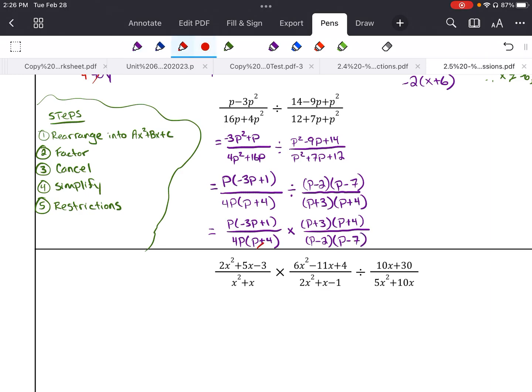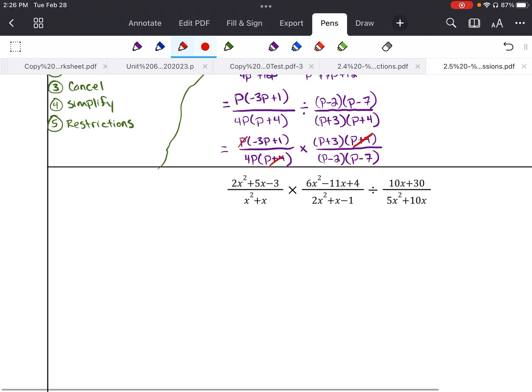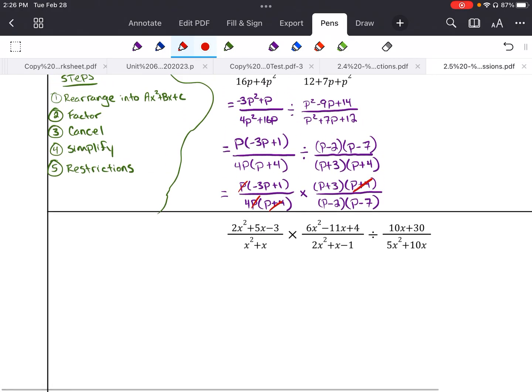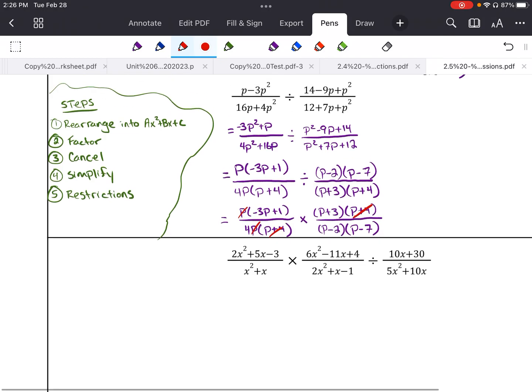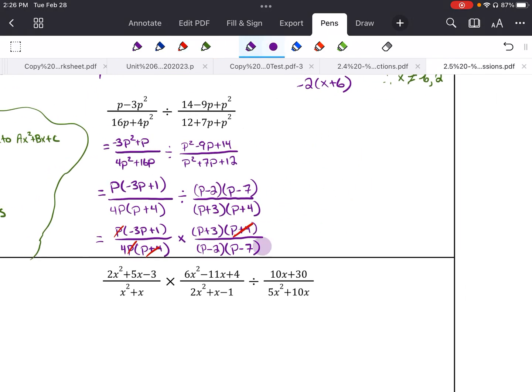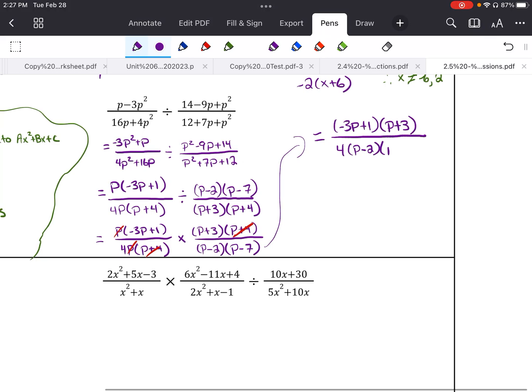Now we can look for similarities. We have a p plus 4 and a p plus 4. And outside the brackets, we have a p there and a p there. So we end up with, on our numerator, negative 3p plus 1 and p plus 3. The denominator, we end up with 4, p minus 2, p minus 7.